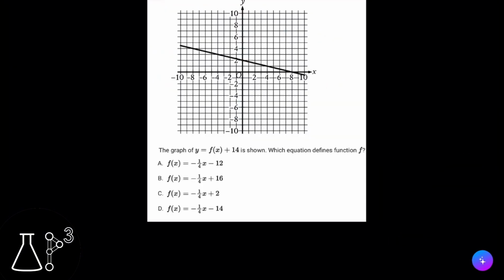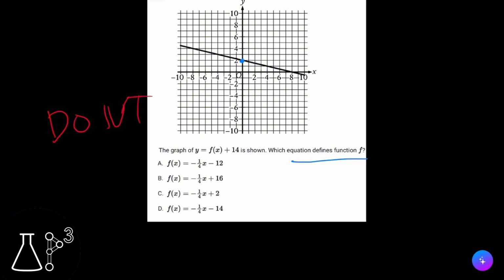Okay, I've seen this question so many times on the SAT. Please don't make the mistake that I'm about to show you. The graph of y equals f of x plus 14. Which of the following defines f? Well, I'm given a graph over here, right? And we have the y-intercept of 2. We're given that the graph above equals f of x plus 14, and we're looking for the graph of f. This is a mistake that people make, so don't do this.